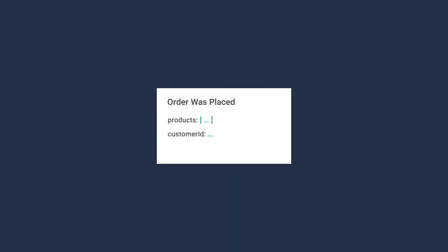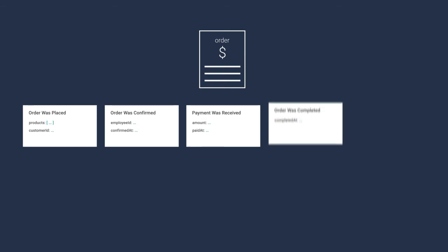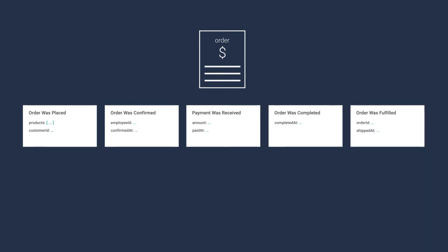When someone wants to purchase something from us, we take the information about what they want to buy and who they are, and we place the order. Out of that comes the event, order was placed. When our team receives the order and verifies that it's valid and inventory is properly in stock, then the order was confirmed event is raised. When a customer makes a payment, the event payment was received is raised. And if the payment total matches the order total, then we raise the event order was completed. Finally, when we ship, we raise order was fulfilled.